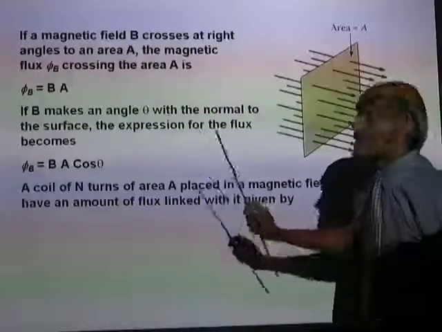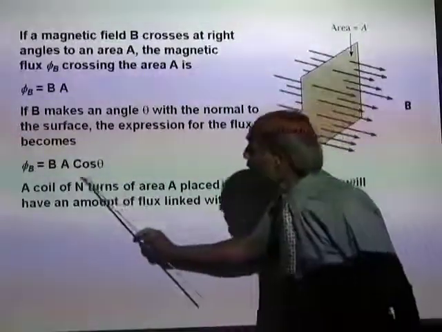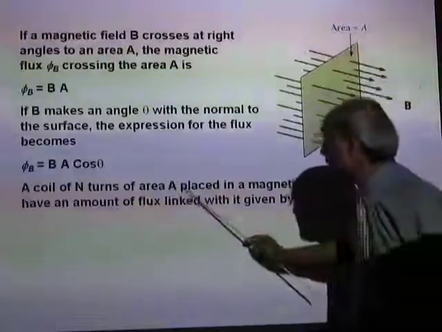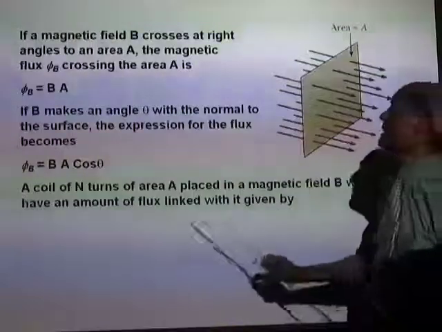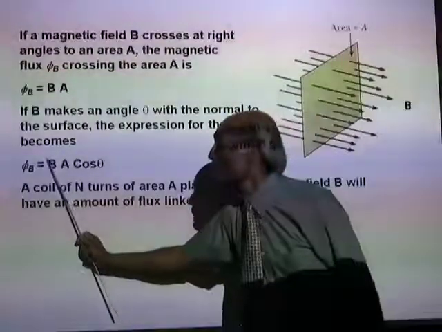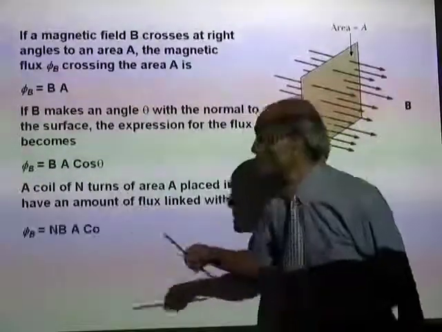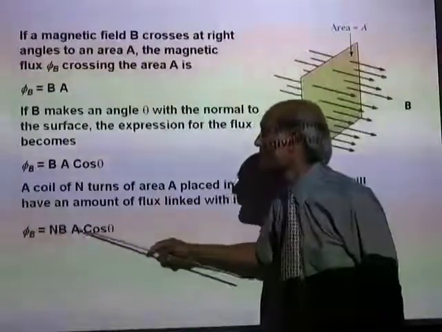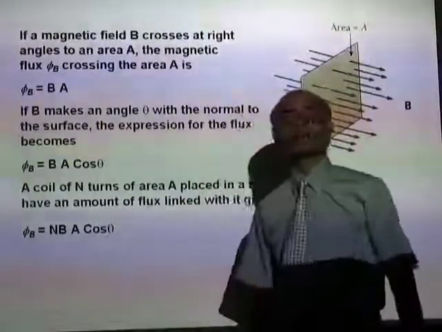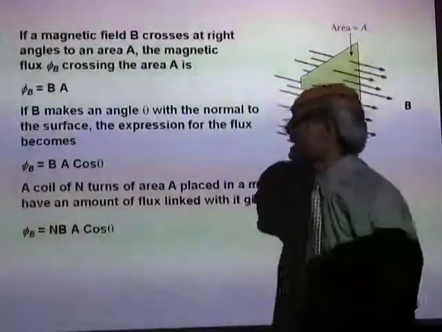Now, in the case of the coil that we discussed earlier, that coil had only one turn. What happens if the coil has n turns? So a coil of n turns, each of area A, placed in a magnetic field B, will have an amount of flux linked with it given by, well, each turn will have this much of flux. Therefore, n turns will have phi B equal to NBA cos theta. And if theta is 0 degrees, cos theta will be 1. We will keep that relation.